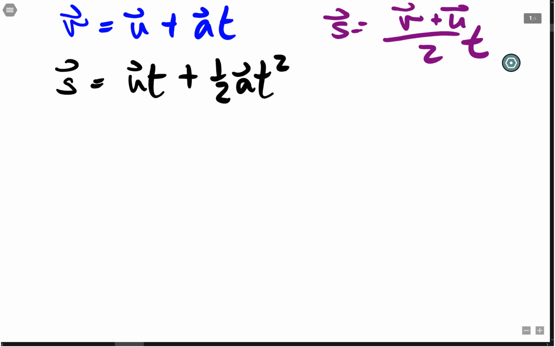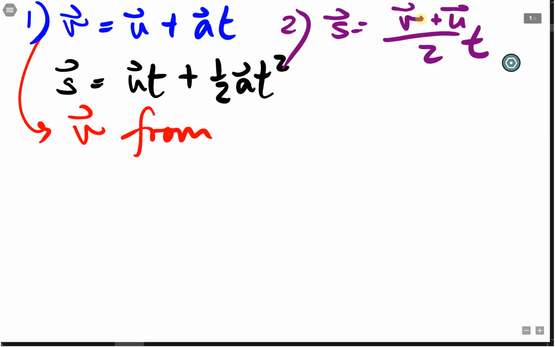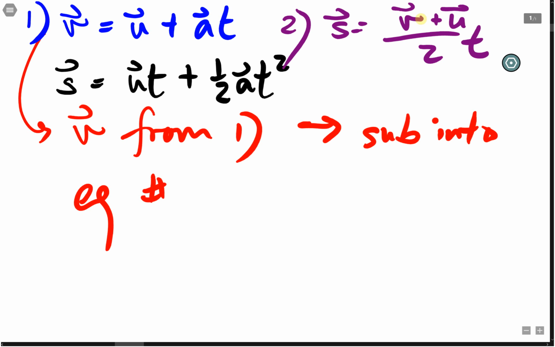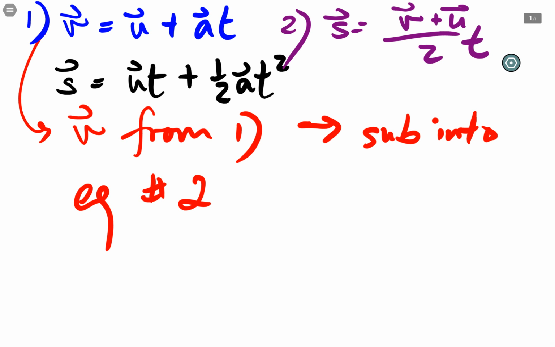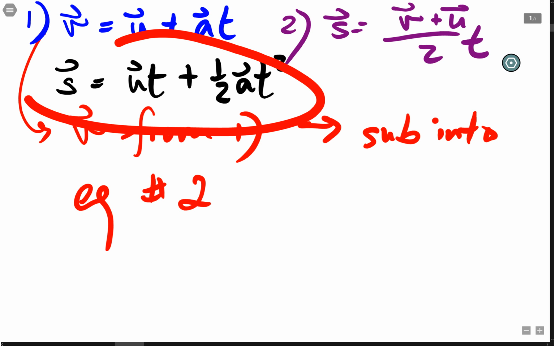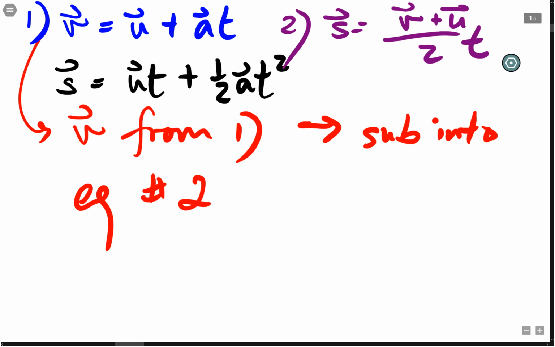I am going to suggest that we take our final velocity from one equation. I'm going to label this one as equation 1, this one as equation 2. I am going to take final velocity from equation 1 and substitute it into equation number 2. When you substitute this one in this equation and simplify, that should give you this newly derived formula over here. Okay, so go ahead, pause the video now, try it out.